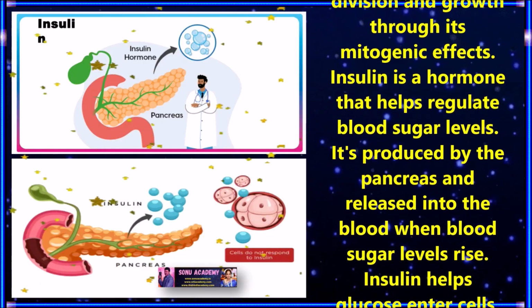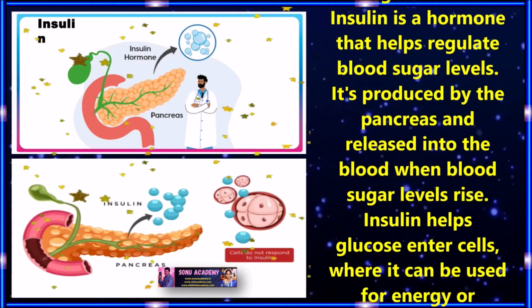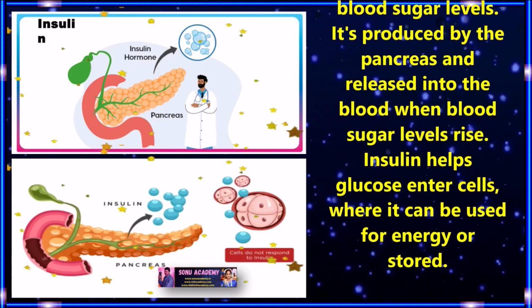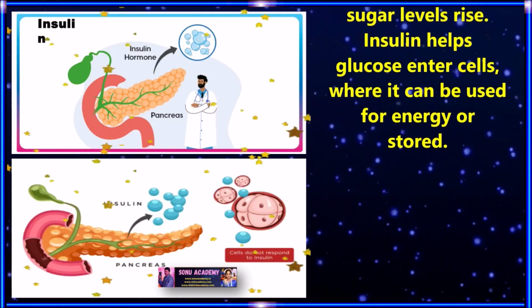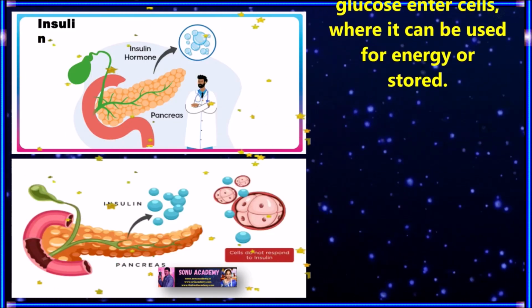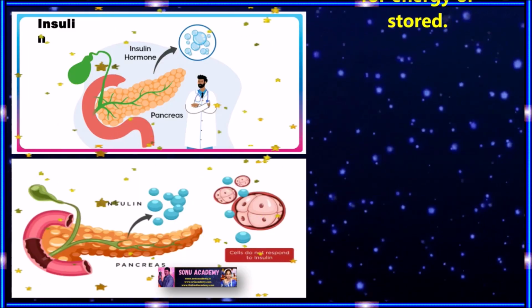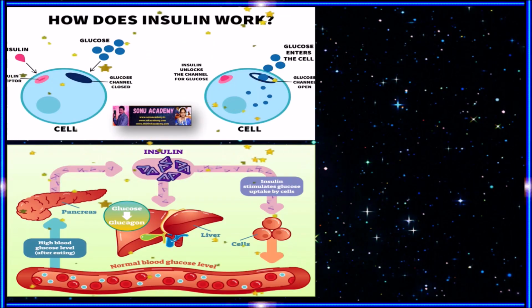Insulin is a hormone that helps regulate blood sugar levels. It is produced by the pancreas and released into the blood when blood sugar levels rise. Insulin helps glucose enter cells where it can be used for energy or stored.